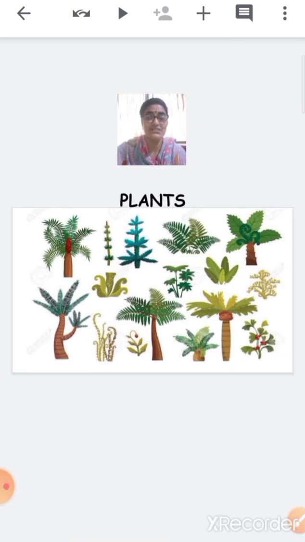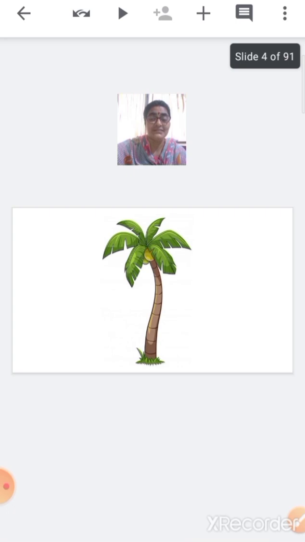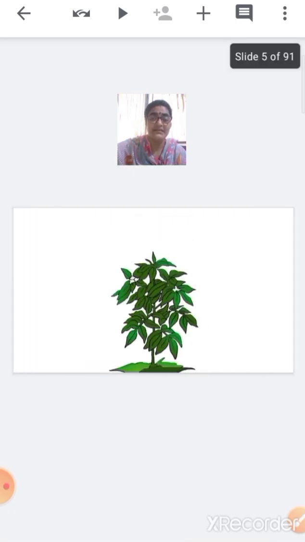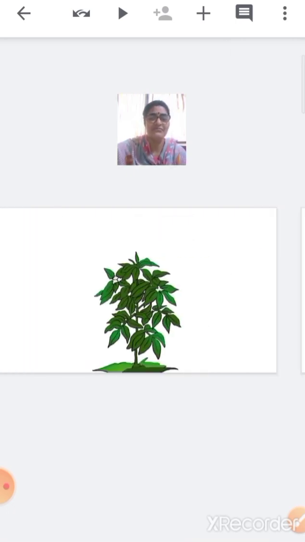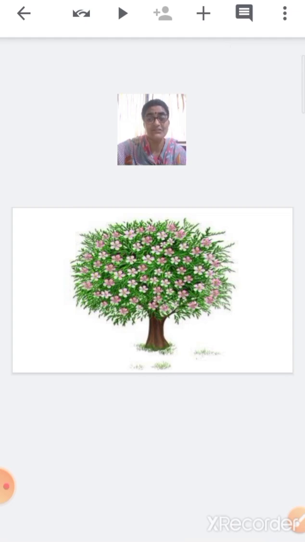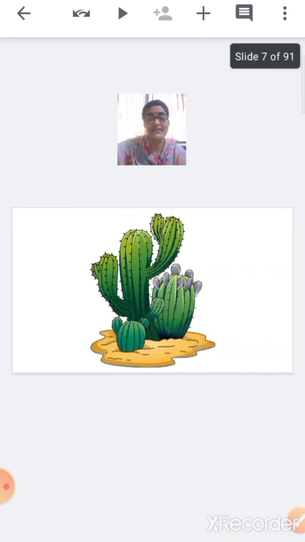Children, there are so many different types of plants around us, right? Yes, some plants are big, some are small, some have flowers on them, whereas some have thorns. Yes, children, this is a thorny plant. It is a cactus. It has so many thorns on it. We can't touch that. Okay?